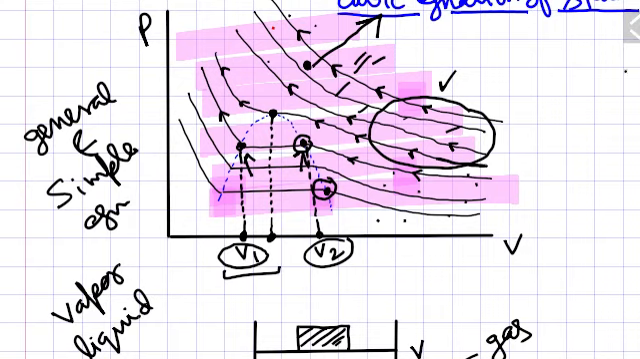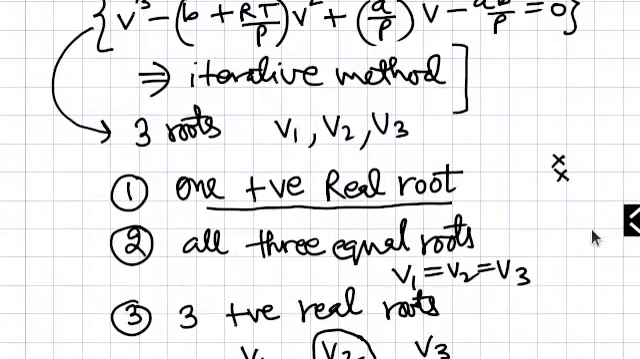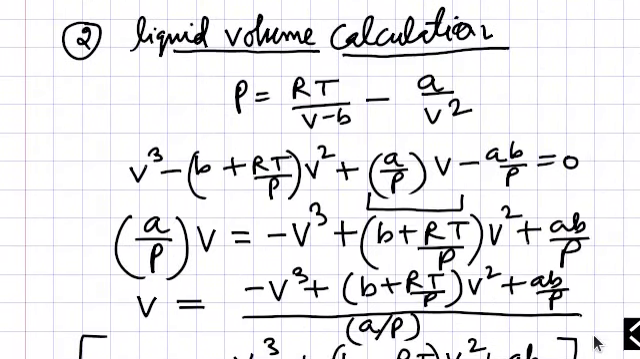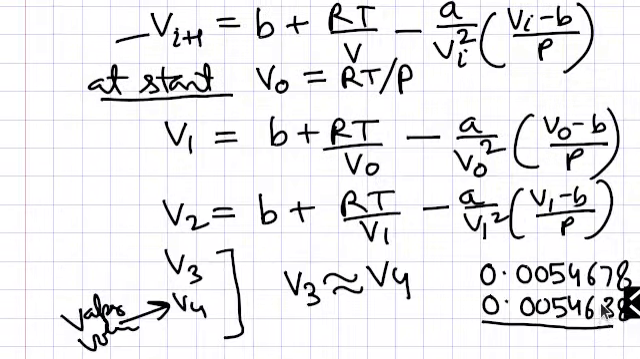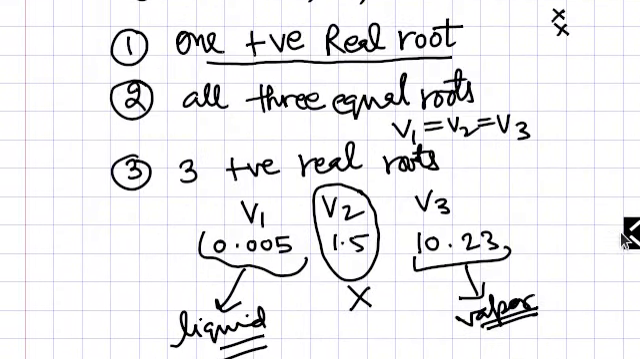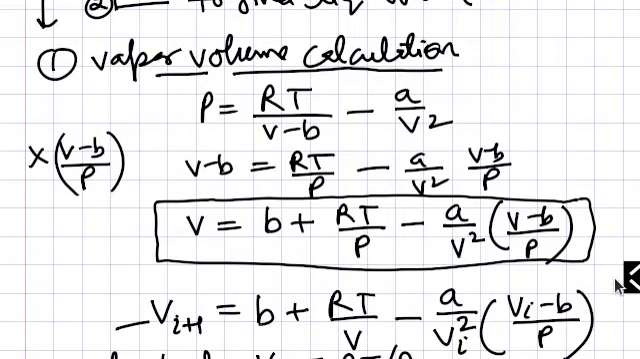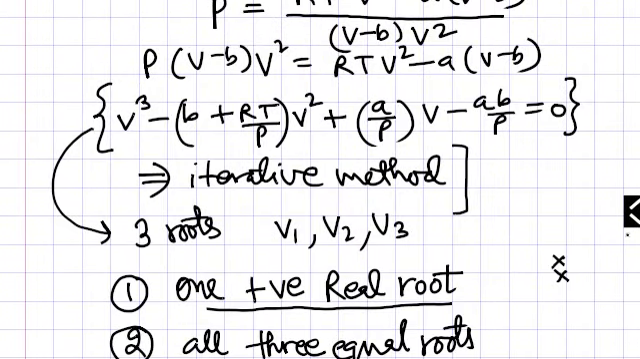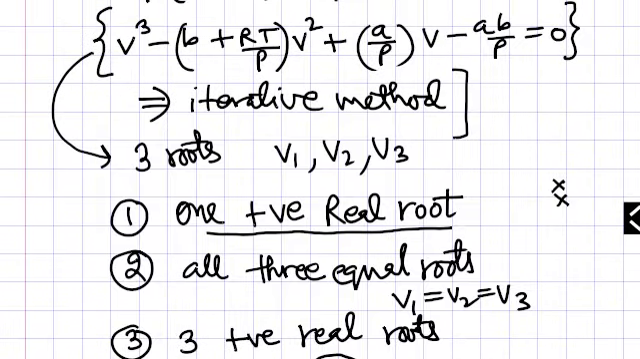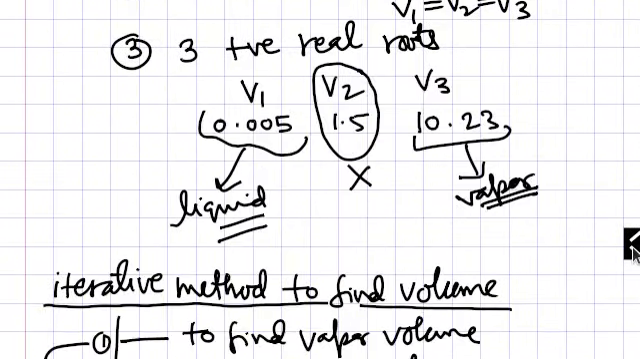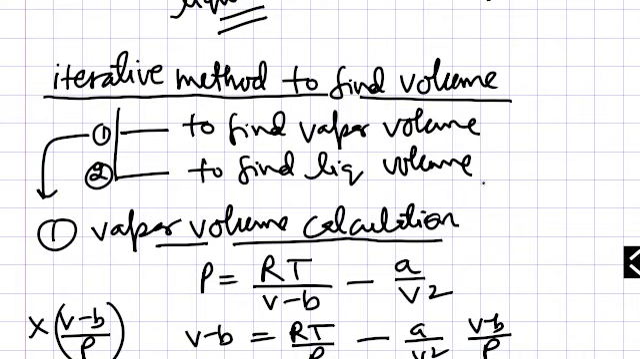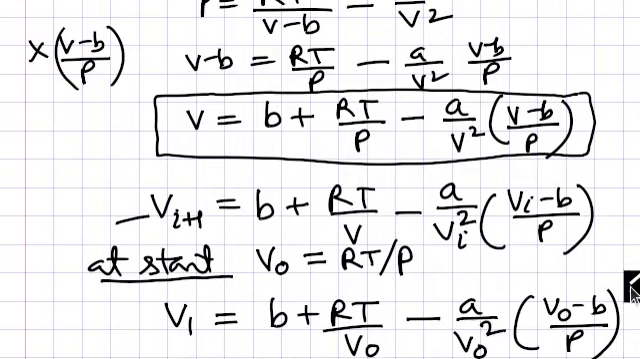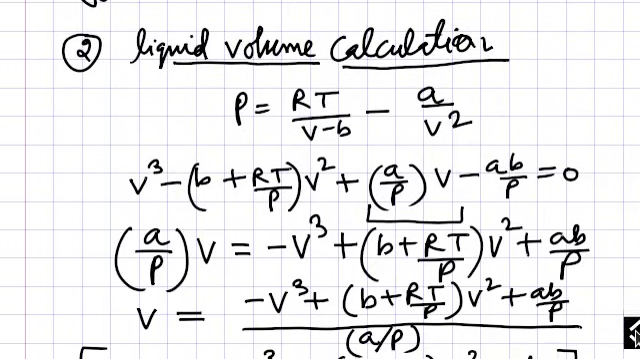So this way you can see that we can use van der Waals equation to find gas, vapor and liquid volumes. You can solve it explicitly by explicit methods of mathematics to solve cubic equation, and if those methods are complex, then you can apply iterative method. And for iterative methods, you need to break your formula in two forms. If you want to calculate vapor volume, then use this formula. If you want to calculate liquid volume, then you can use this formula.